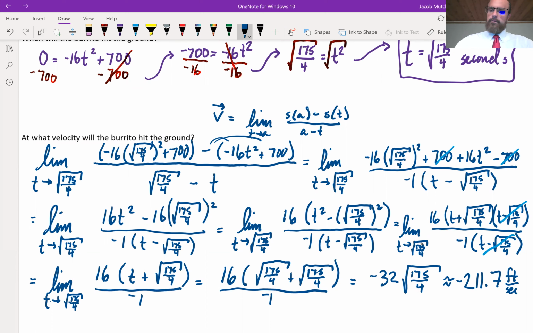Okay. So a nice application of taking the limit of an average rate of change to find velocity of an object in a free fall scenario where I know its position function.